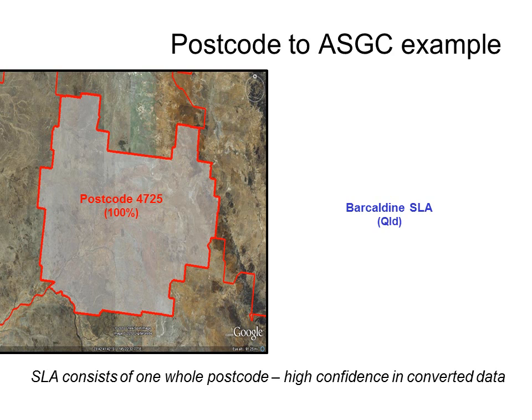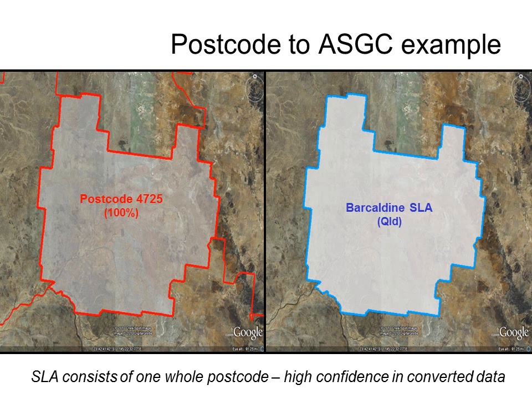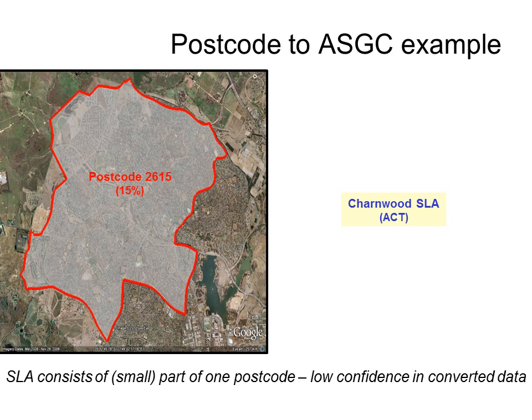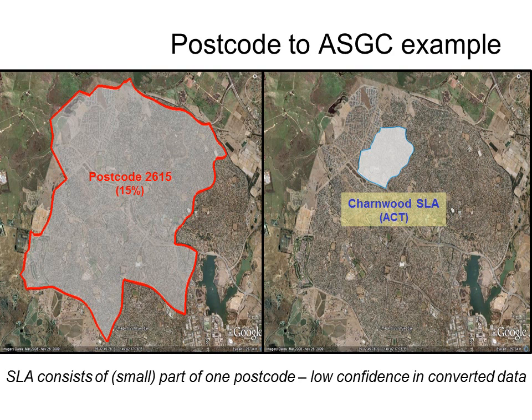Some SLAs correspond exactly with a postcode area, providing us with high confidence for data converted to these types of SLAs. But at the other extreme, many statistical local areas can only be overlaid from a small proportion of just one postcode. Converted data for these SLAs are generally of low quality.